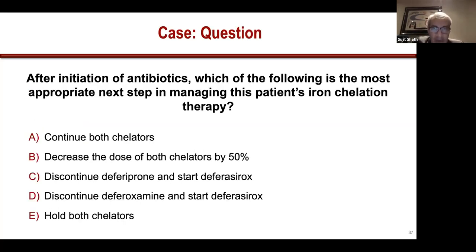You start antibiotics, and which of the following is the most appropriate next step in managing this patient's iron chelation therapy? Continue both chelators, decrease the dose of both chelators by 50%, discontinue deferiprone and start deferasirox, discontinue deferoxamine and start deferasirox, or hold both chelators. Please vote now.